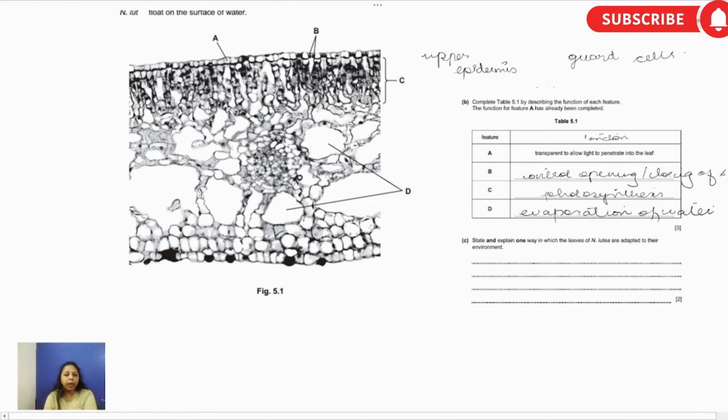State and explain one way in which these leaves are adapted to their environment that we have discussed. Their guard cells are present on the top, in the upper epidermis. Why are they present in the upper epidermis? We need to explain why. Since this is a water plant, the lower side of the plant will be in the water, so gaseous exchange would not be able to happen, or water would not be able to transpire. Okay, correct.